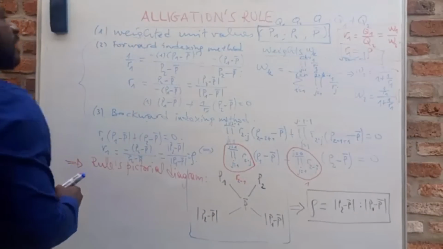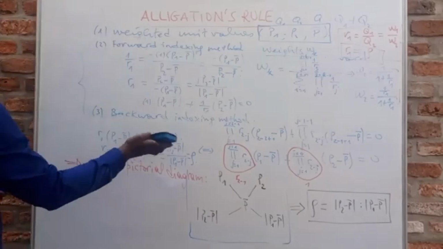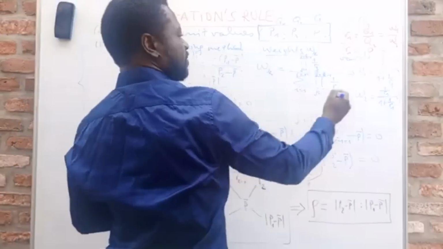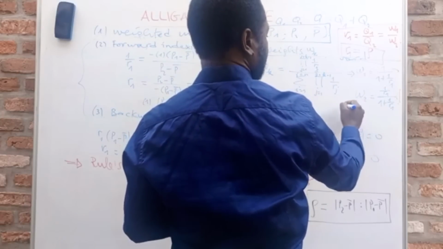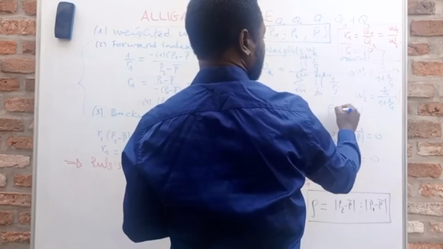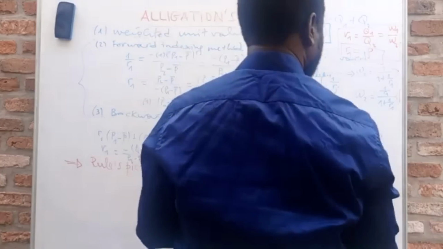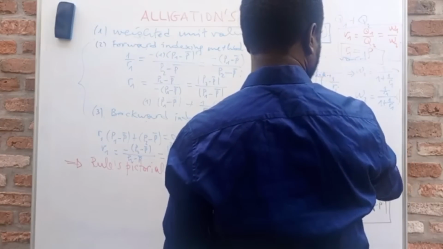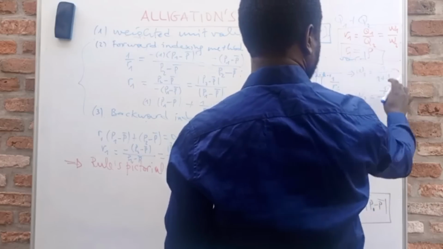Okay, so that is it for the forward indexing method. This is how the weights are going to be calculated, and the ratio, or R sub 1 if you want. The ratio is equal to this quantity over this quantity.